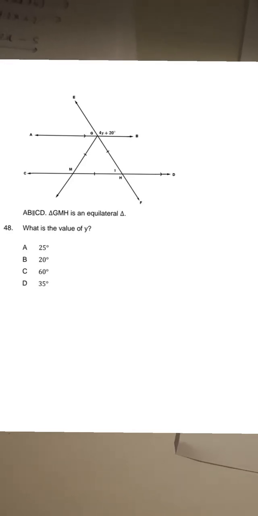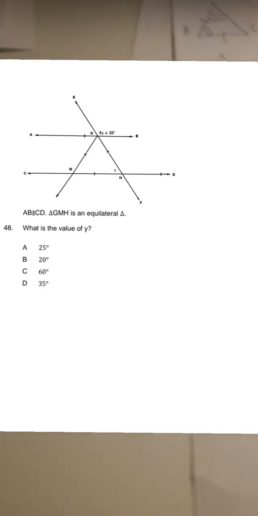Secondly, they are then saying to us that triangle GMH is an equilateral triangle. Once again, if they say equilateral triangle, certain things need to go off in your system. Then they are saying, what is the value of y? The value of y. Is it A, 25 degrees? B, is it 20 degrees? C, is it 60 degrees? D, is it 35 degrees?